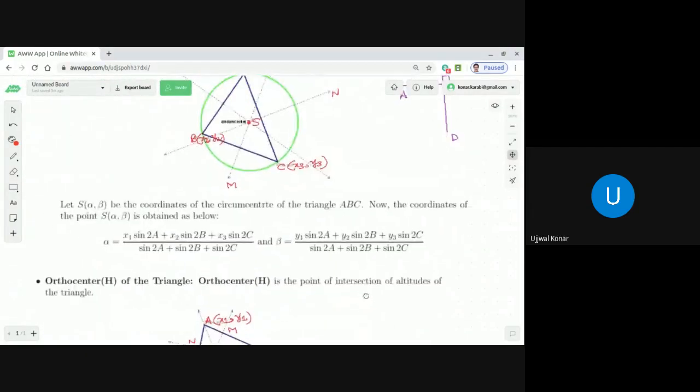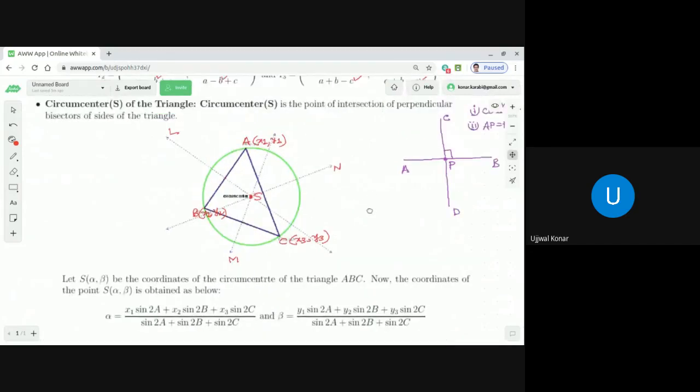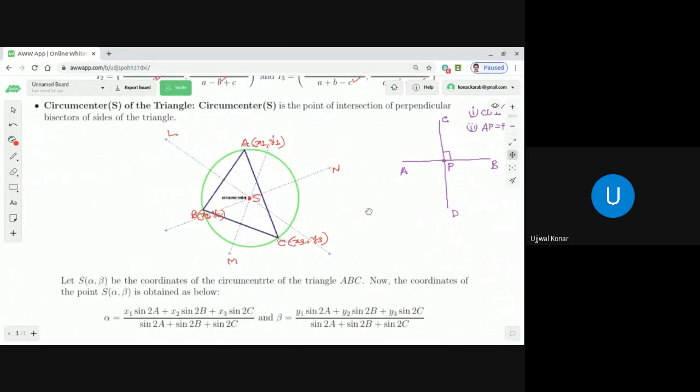So we found the coordinate of the circumcenter as alpha equal to x1 sin 2A plus x2 sin 2B plus x3 sin 2C, divided by sin 2A plus sin 2B plus sin 2C, and beta equal to y1 sin 2A plus y2 sin 2B plus y3 sin 2C, divided by sin 2A plus sin 2B plus sin 2C.